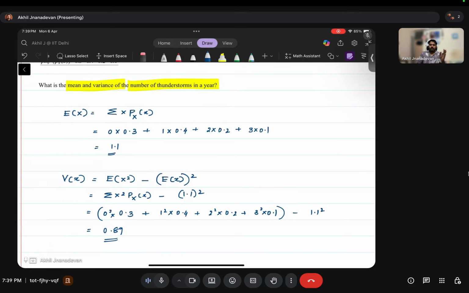So it is very straightforward if we are given the PMF to find the mean and variance. The mean, that is the expectation of x, is given by sigma x p of x, and the variance is given by the expectation of x square minus the expectation of x whole square. Then we just substitute, and we directly get the answer.